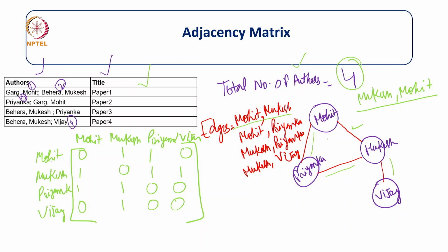So what do these edges represent? These edges represent that Mohit and Mukesh have contributed paper 1. Mukesh and Priyanka have contributed paper 3. Mohit and Priyanka have contributed paper 2. And Mukesh and Vijay contributed paper 4. Okay, understand? So this is the whole network.